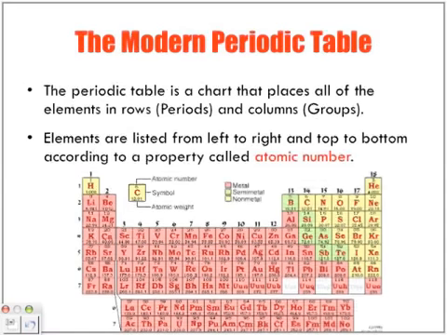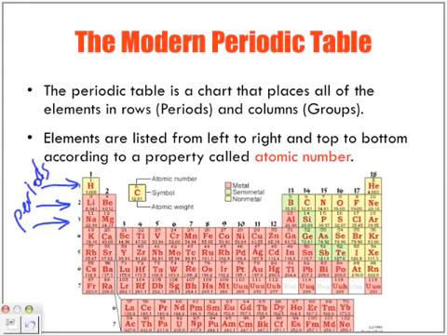So we now have the modern periodic table. This is the modern periodic table that we know of today. The periodic table is a chart that places all the elements in rows. The rows are called periods. So here's the first row, second row, third row. We're not going to call them rows. We're going to call them periods. That's very important to know.